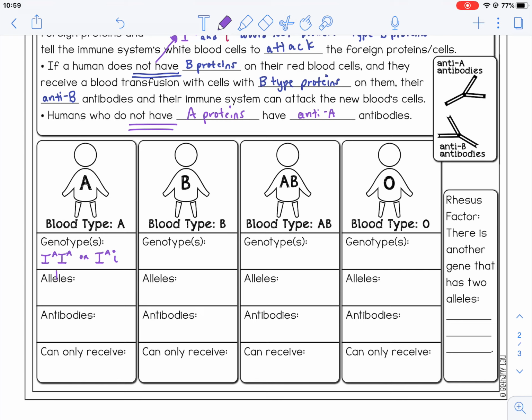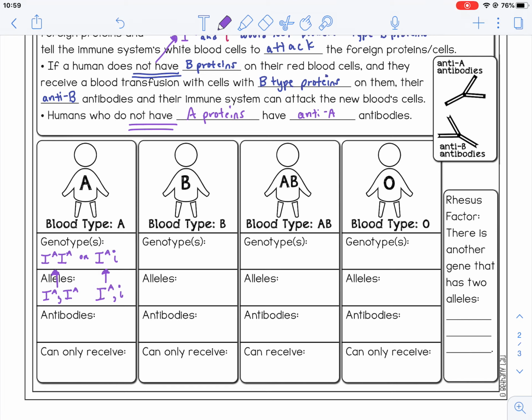So what are our alleles involved here? Well, if a person is IA, they obviously have two IA alleles. Remember, you need the comma there when we're listing alleles. If a person is IA little i, they have one IA and one little i.